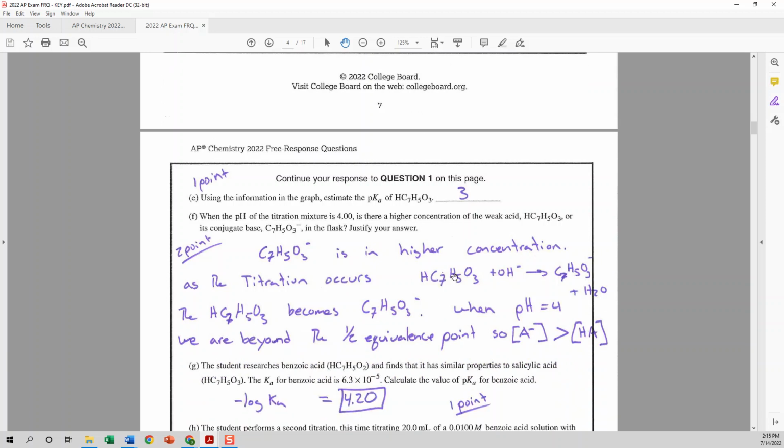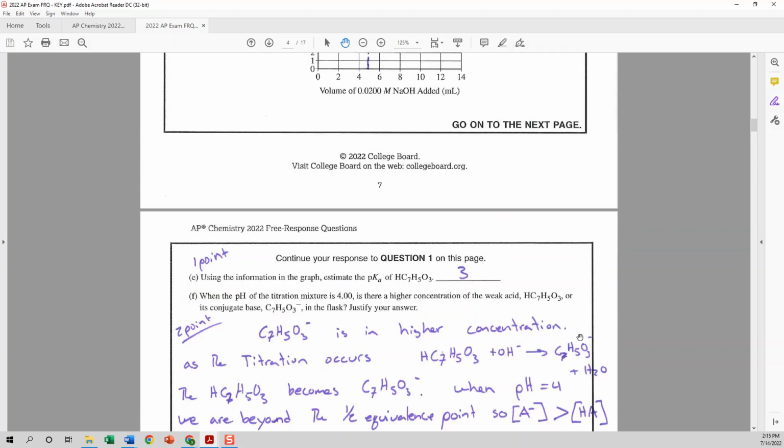As the titration occurs, you have the OH minus from the sodium hydroxide that you're adding reacting with that, so this becomes that as the titration occurs. We're beyond the half equivalence point, so the conjugate base, A minus, is greater in concentration than the weak acid. HA is a generic term we give for a weak acid, and A minus is a generic term we give for a conjugate base of a weak acid. And so at that point, we know this concentration is greater than that concentration.